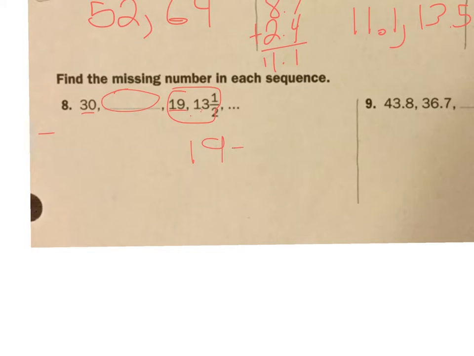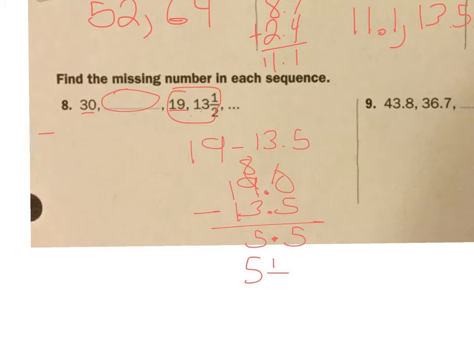19 minus 13. And for simplifying it a little bit, I'm going to make it into a decimal. 0.5 is the same as 1/2. So, and I like to do that this way. 19.0 minus 13.5. Okay, my decimals are lined up. 0 minus 5 I can't do. That becomes an 8. That's a 10. So that's 5. 8 minus 3 is 5. 1 minus 1 is 0. So it's going 5.5, or I can convert that back to a fraction, which would be 5 1/2.